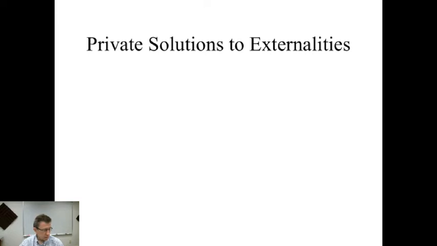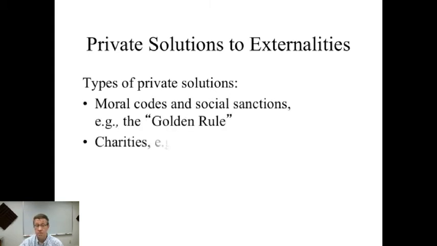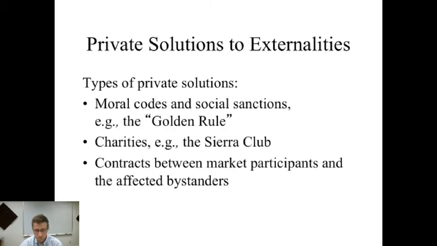There is some question, should government be doing this or not? There are some private solutions to externalities, right? Some ways that you could see externalities being handled without the government getting involved. Sometimes people just go with some moral code, right? Societal norms, and people will try to adhere to those. Sometimes charities help to correct these.